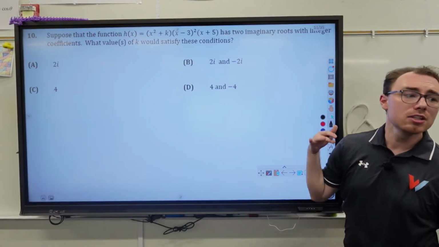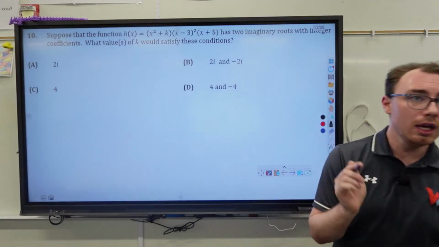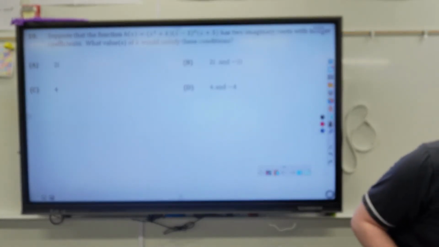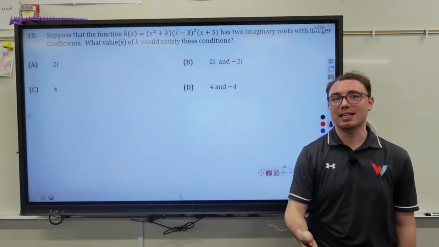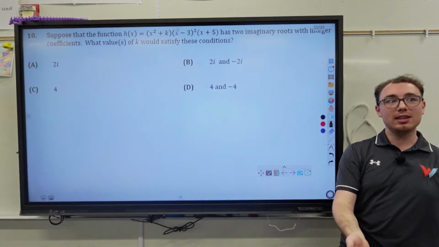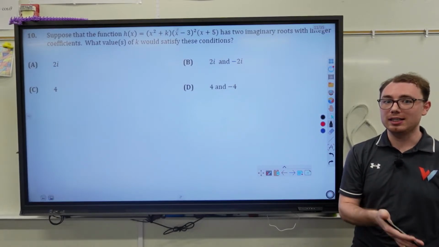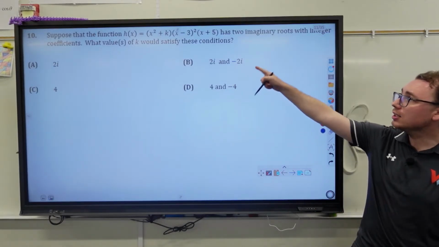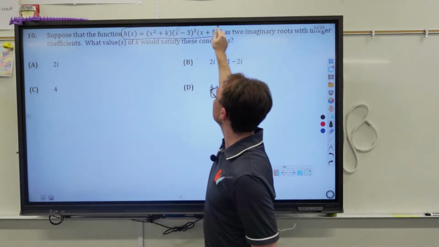For problem 10, suppose that the function h of x is equal to x squared plus k times x minus 3 squared times x plus 5 and has two imaginary roots with integer coefficients. What values of k would satisfy these conditions? We want to have imaginary roots from this equation here.